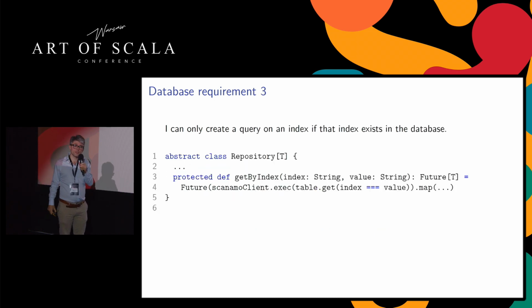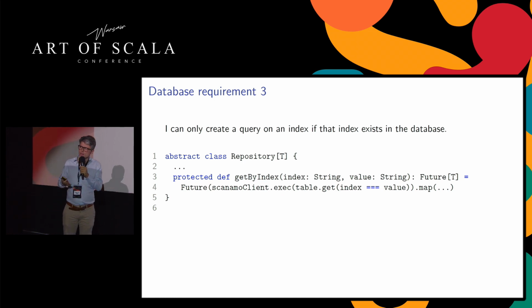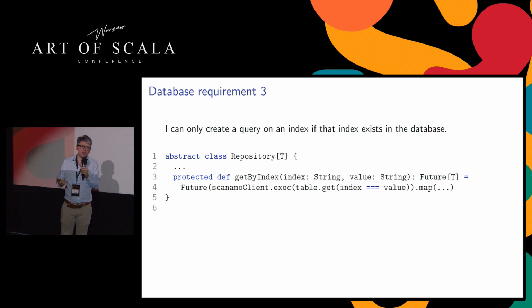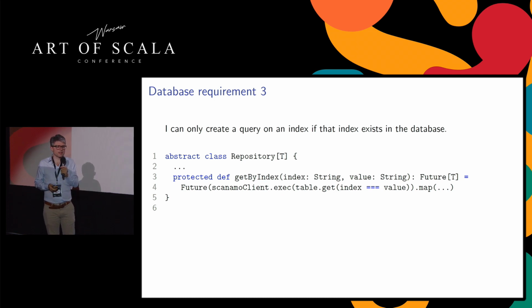So then we get to the third requirement. I can only create a query on an index if that index exists in the database. Well, let's first look at how we would normally do this. So normally we would have a repository, an abstract class with a getByIndex function maybe, which calls the database client. We use Scala, which is a Scala library for DynamoDB. And we would ask the database client to give us the value where the index has a specified value.